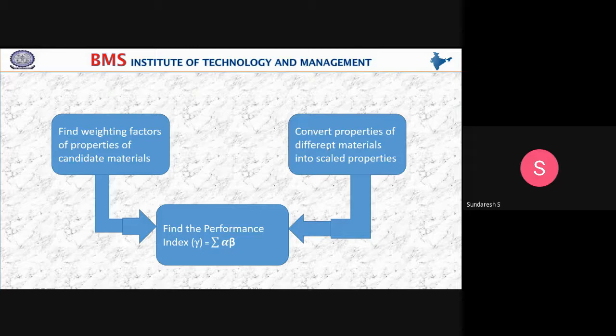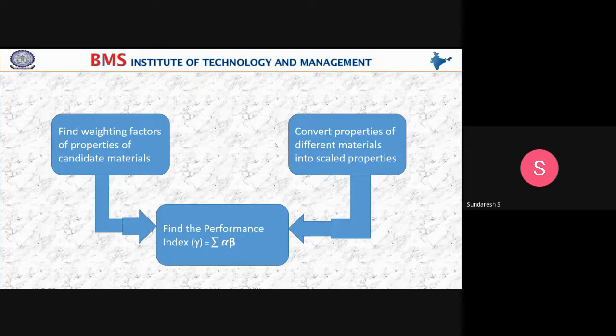Then we will calculate the scaled properties based upon the numerical value of the particular property divided by the maximum value in the list. So then we're going to get the scaled property of that particular material.